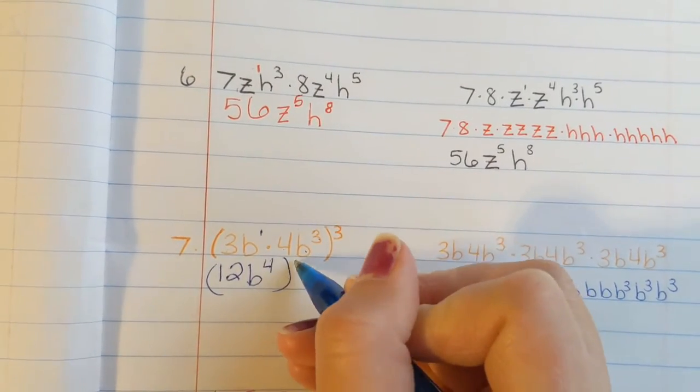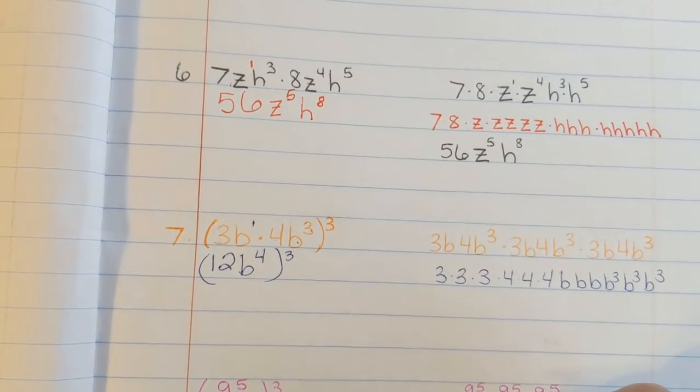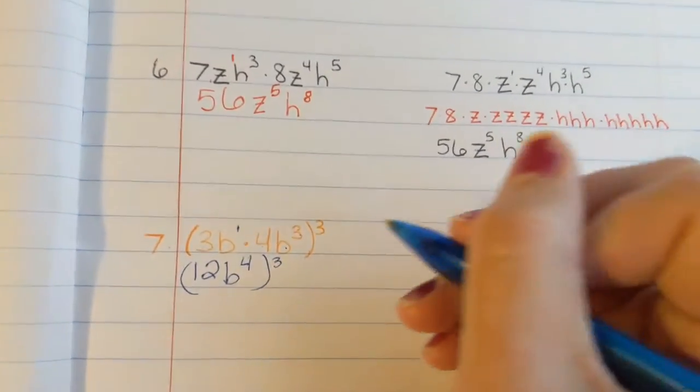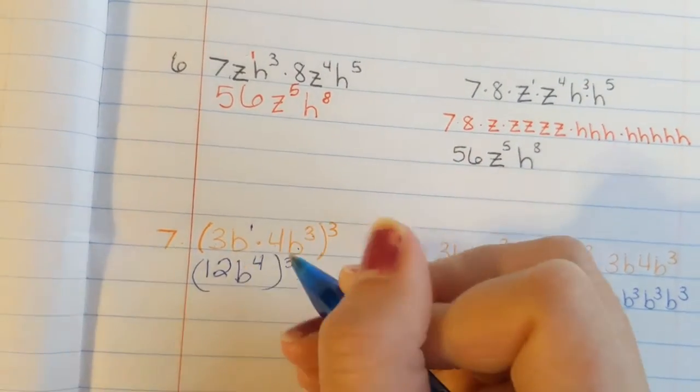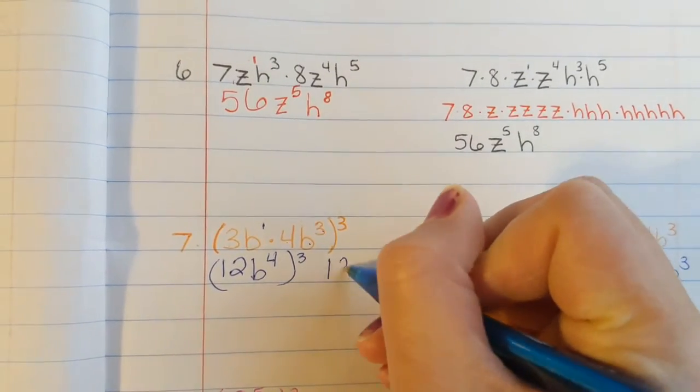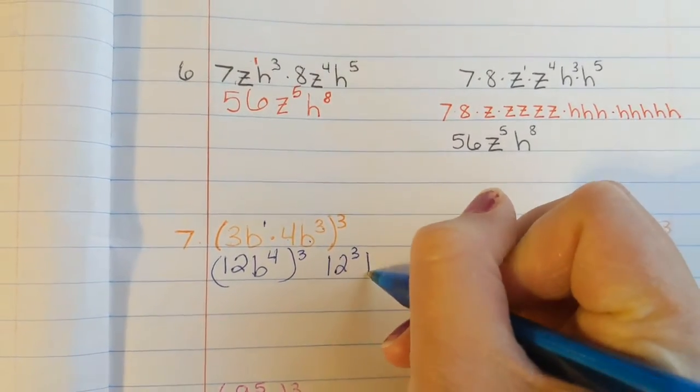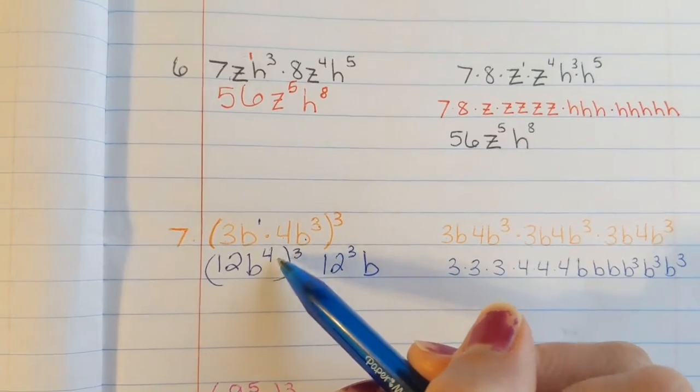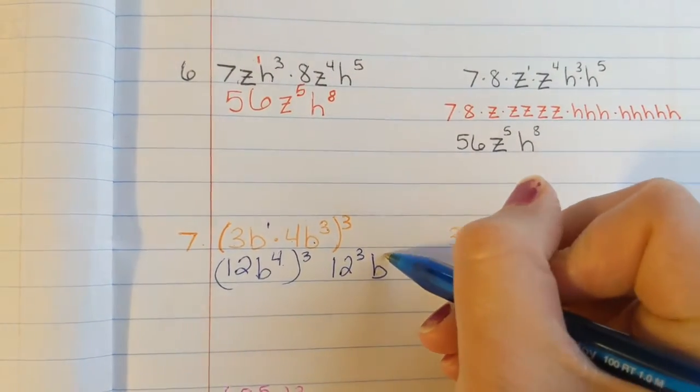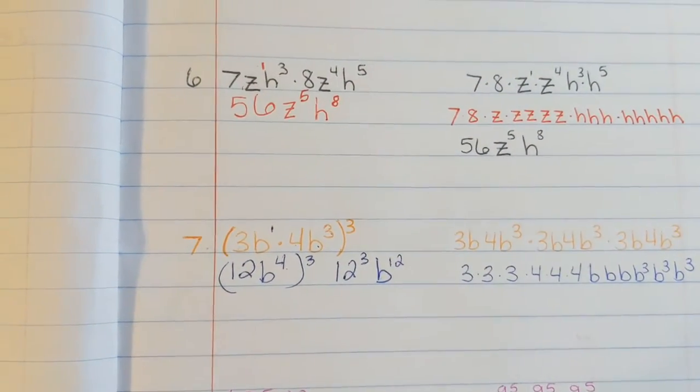And then we have that cubed, which means then we can distribute this 3 through. 12 to the third, b to the 4 times 3 is 12.